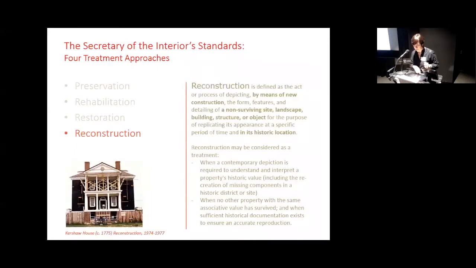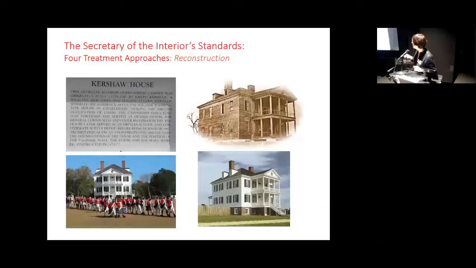So the standards for reconstruction, we really don't deal with all that often. When I think of a reconstruction project, I think of the same one you do, Colonial Williamsburg. So this isn't something we do very often. Of course, the only example I was able to find was the one that's actually in the guidelines. That's a house in either South or North Carolina, the Kershaw House from 1775, which burned down around the time of the Civil War and was then reconstructed in the 1970s.